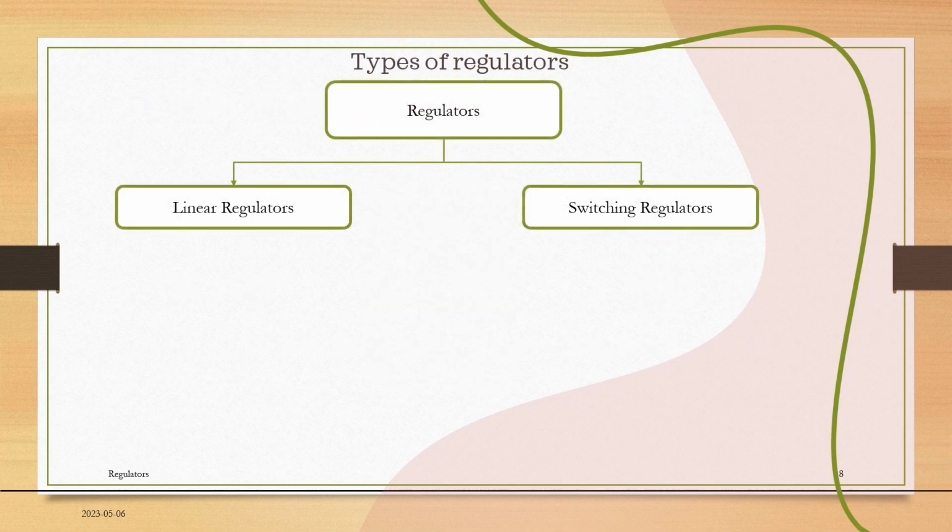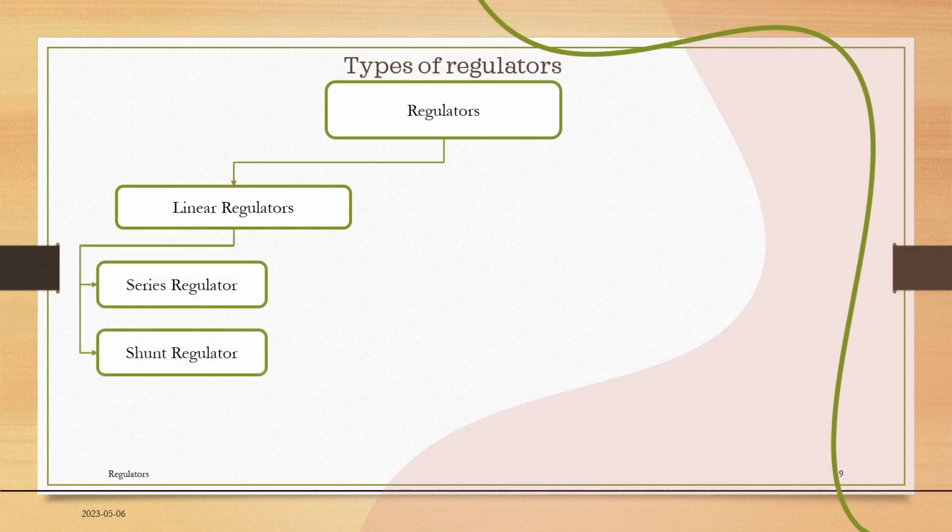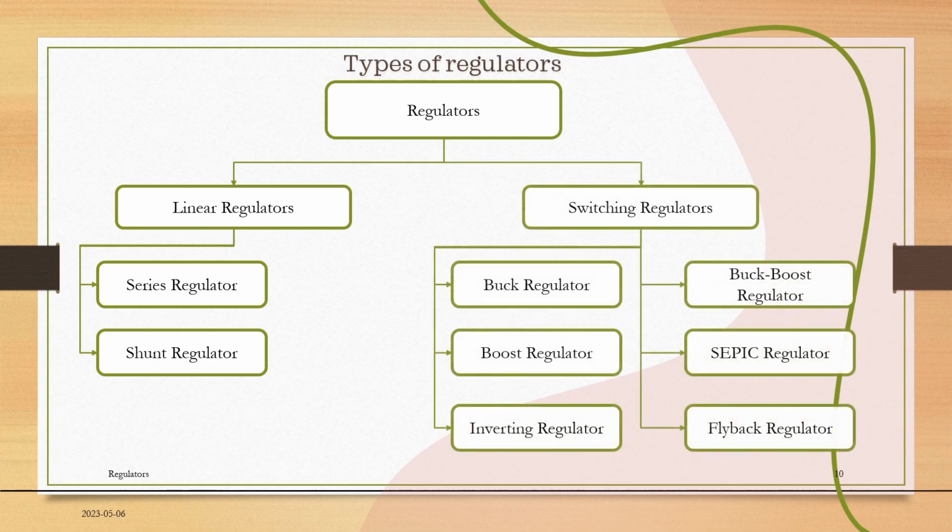Regulators are broadly divided into linear regulators and switching regulators. Linear regulators are further divided into series and shunt regulators. They generally operate in the linear region of active elements. Switching regulators are further divided into the buck regulator that steps down the input voltage, the boost regulator that steps up the input voltage, the inverting regulator that inverts the input voltage, the buck-boost regulator that steps up or down the input voltage, the flyback regulator used to derive an isolated voltage, and the Ćuk regulator.